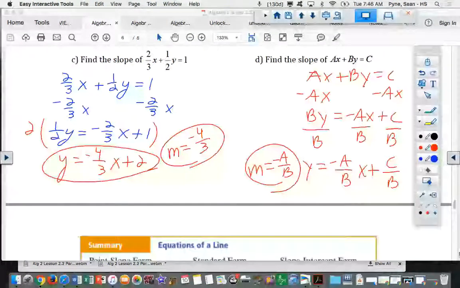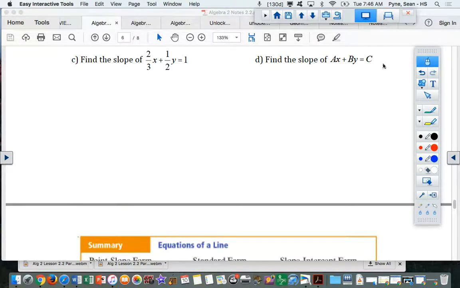I just sneezed. I know. Any questions on that? Guys, with just all the letters, it's not that hard. It's still just moving stuff around. Just follow the order of operations. Anybody need this still? Okay. Moving on.